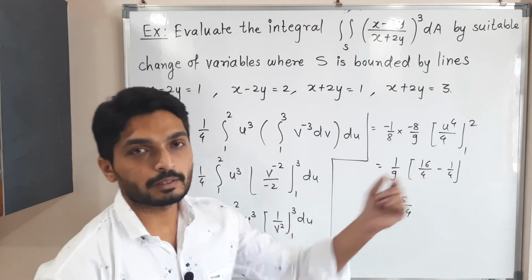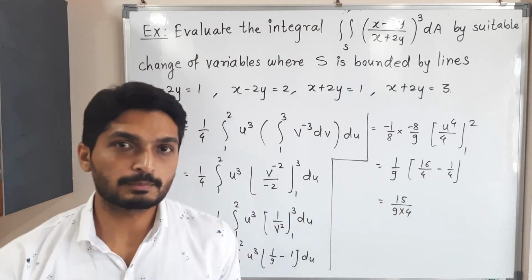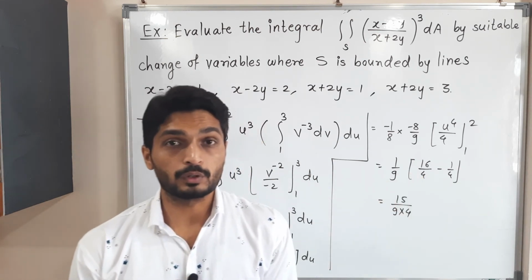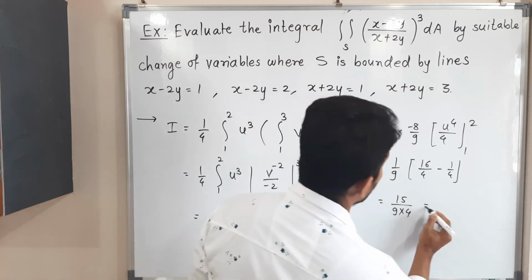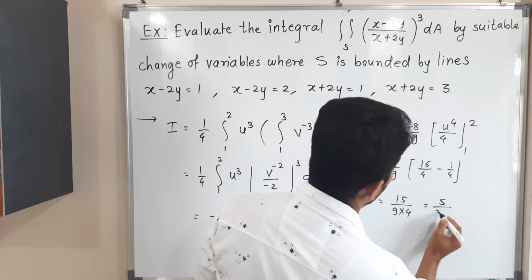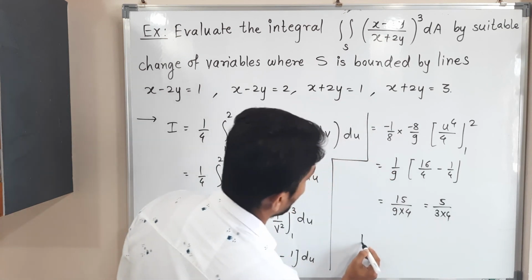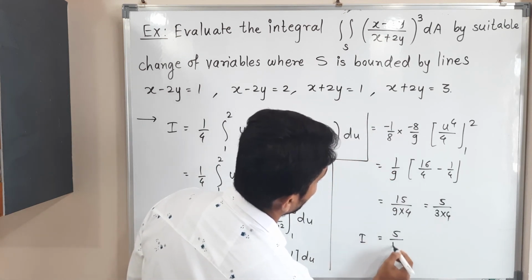Getting? Now both of them have the same denominator 4. So 16 minus 1, 15 by 4. But see, again we can cancel 3. So that means 5 by 3 into 4. So the required answer is 5 by 12.